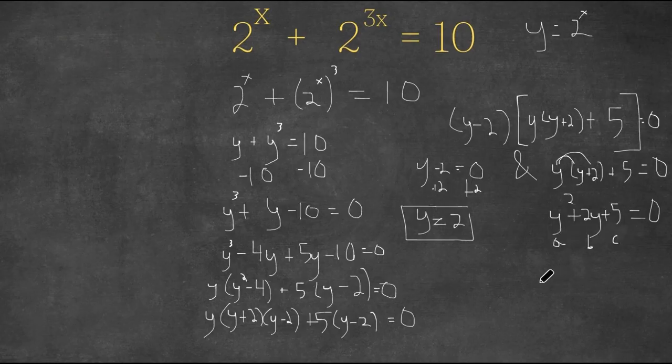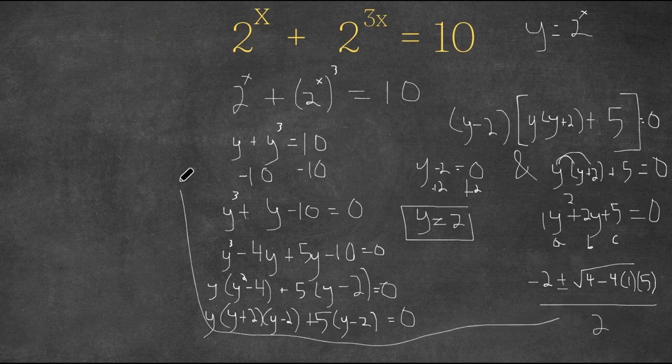So we have negative b, negative 2, plus or minus the square root of b squared, so 2 squared, 4, minus 4 times a, which is 1, times c, which is 5. And we're going to divide this by 2 times a. Remember, a is 1, so we have 2 times 1, which is simply 2. Now, let me bring this over here.